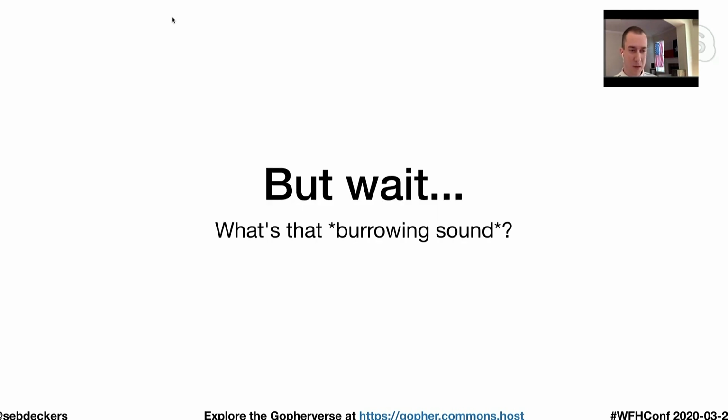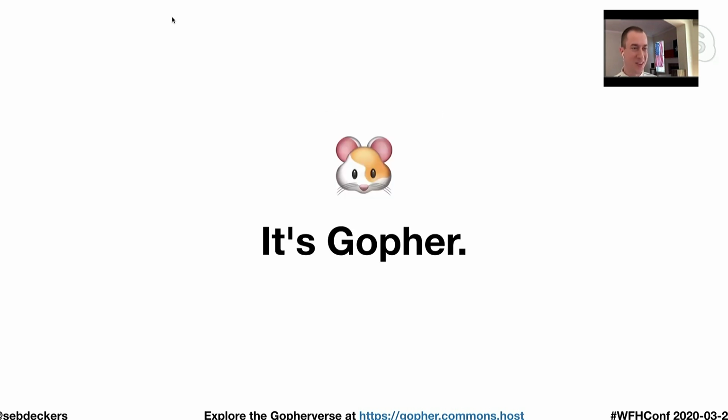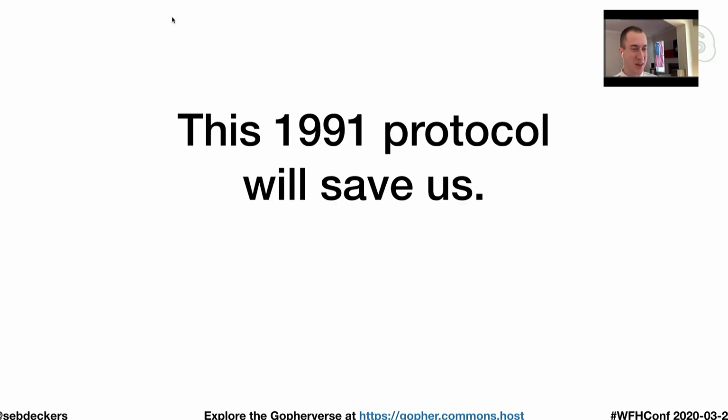So it's a disaster. Now, hang on. What does that sound? Oh, I see something coming up. It's a Gopher. All right, bad joke. But Gopher is this ancient protocol from a palindromic year. And I think, tongue in cheek, but I think it might save us.